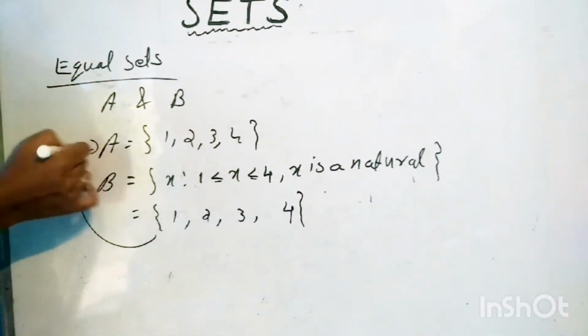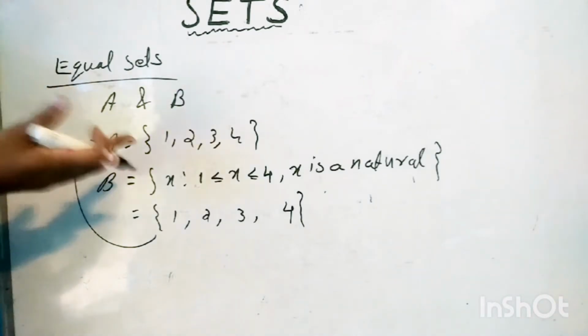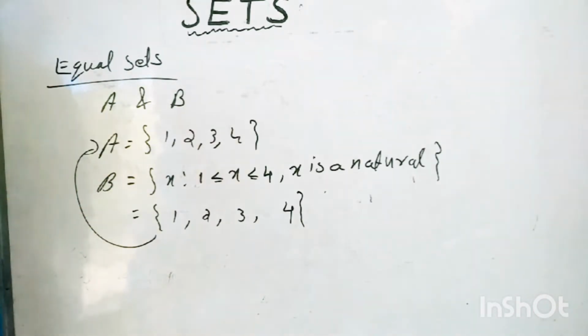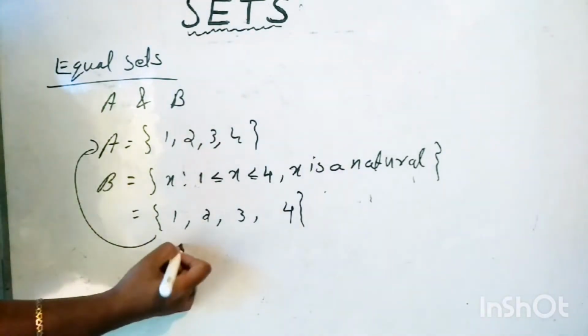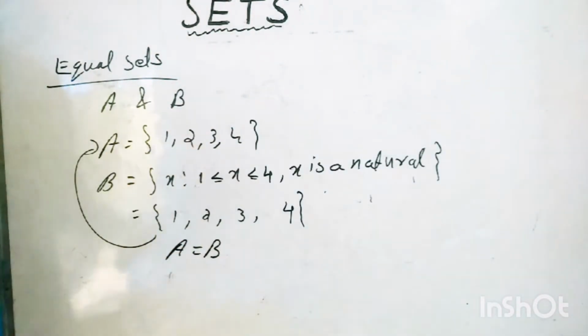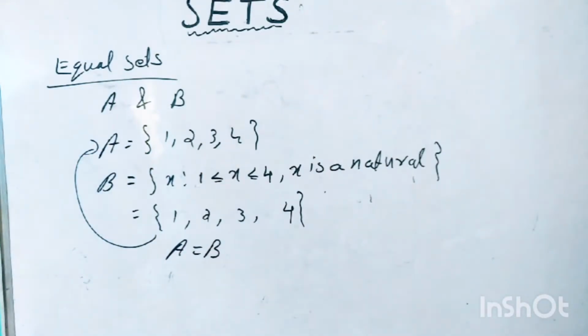What is the speciality of these two sets? We have exactly the same elements in A and B, so we can say that A equals B. If you want to say two sets are equal, we should get exactly the same elements in the two sets. In this case, A equals B.